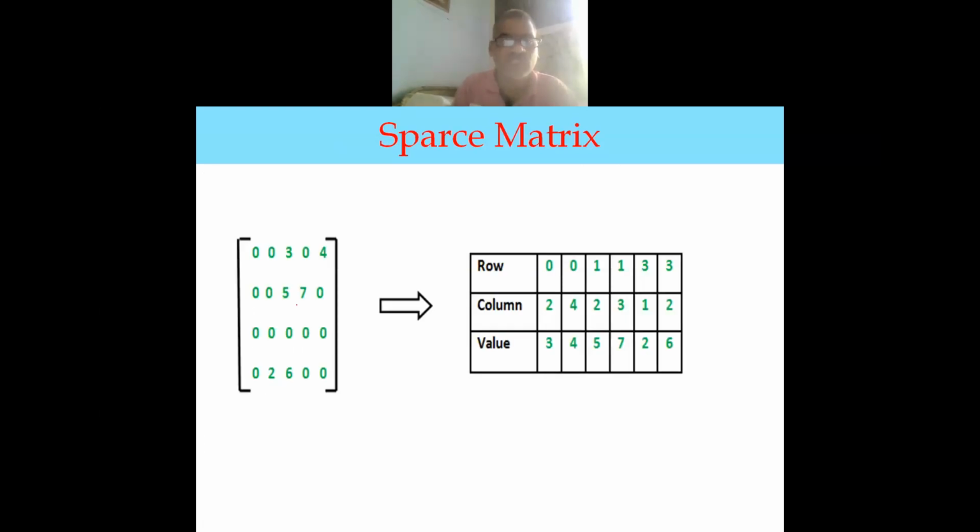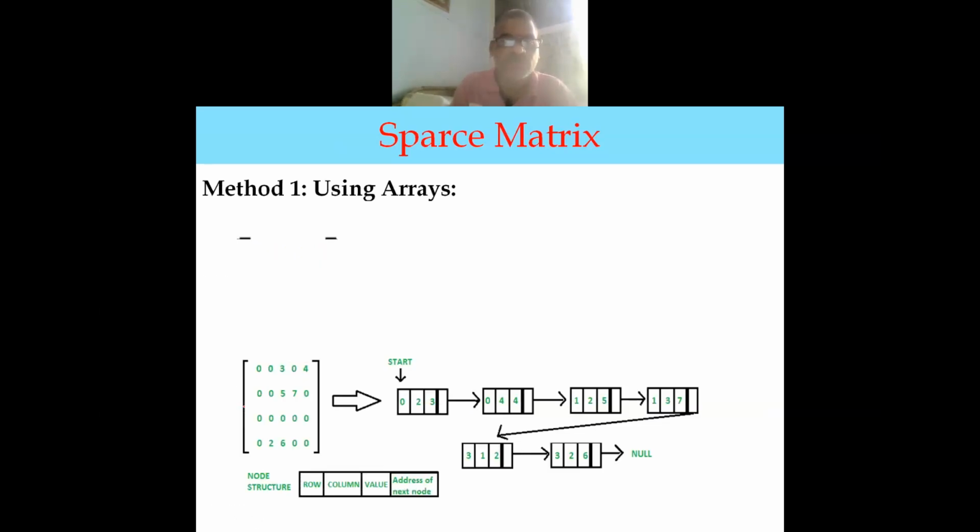For example, here this is a row index: 0th row, column 2, the value is 3. 0th row, column 4, the value is 4. First row, column 2, the value is 5. Like this we can represent the sparse matrix. This is called array representation, where we take 3 rows, and the number of columns is equal to the number of non-zero elements. Like this we can store it. This is method 1.